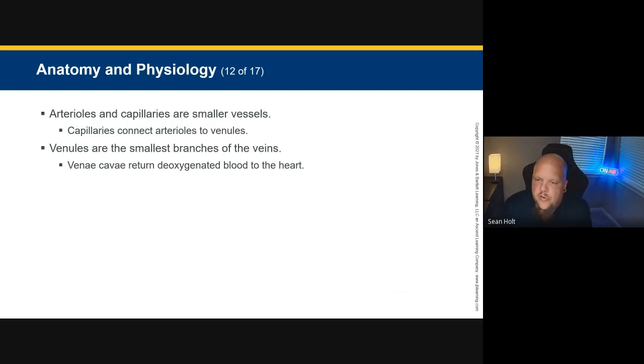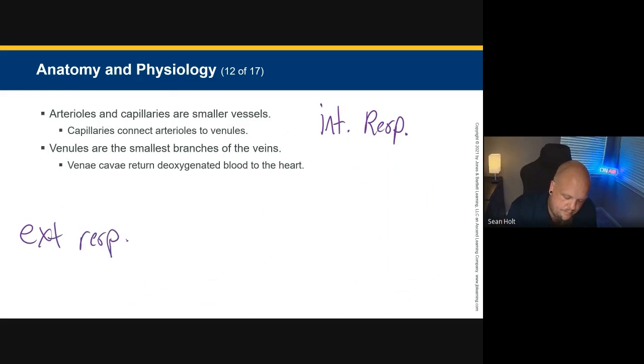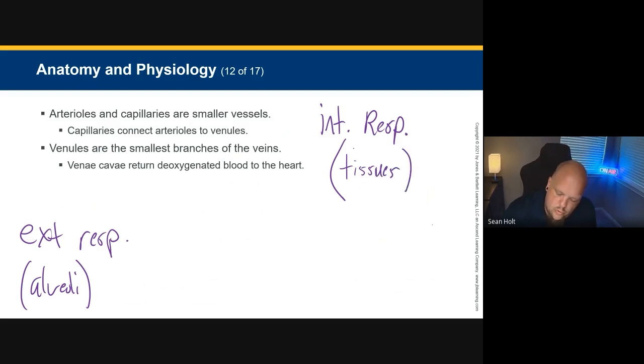Arterioles and capillaries are smaller vessels. The capillaries are where blood and gas exchange occur in internal respiration. Remember external respiration? This happens in the alveoli. This internal respiration happens in the tissues, right? The end organ tissues, we should say. So whatever cell needs that oxygen, it's going to get there during internal respiration, that trade-off of oxygen and carbon dioxide. Okay.